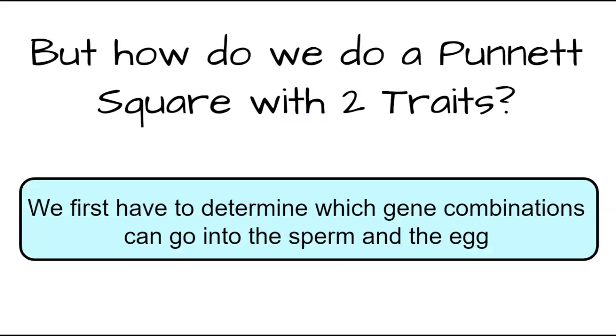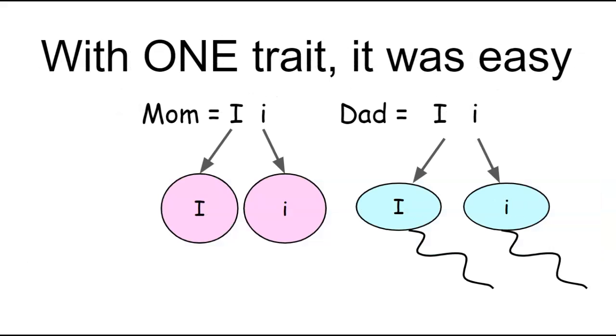So how do we do a Punnett square with two traits? Okay, first we have to determine which gene combinations can go into the sperm and egg. You don't have to write anything down from this slide, but I'm going to show you what I mean. So with one trait, it was really easy. Don't have to write anything down here. Okay, we have mom had big B, little b. So one big B went into the egg and the little b went into the other egg, right? These are the possible eggs we could have.